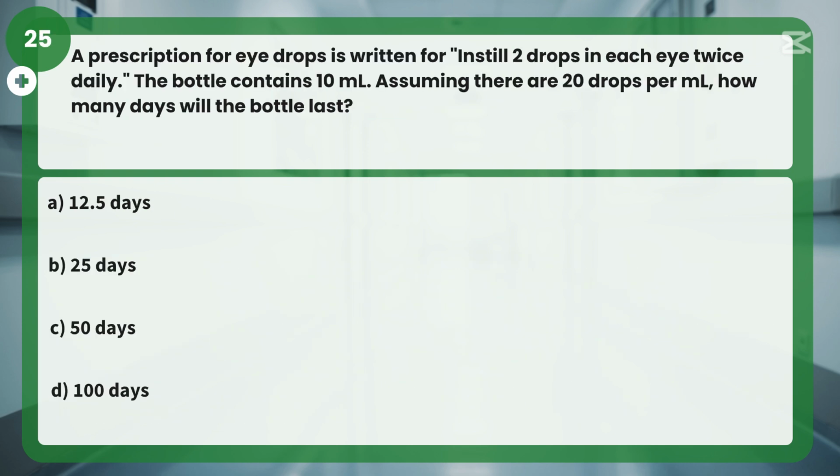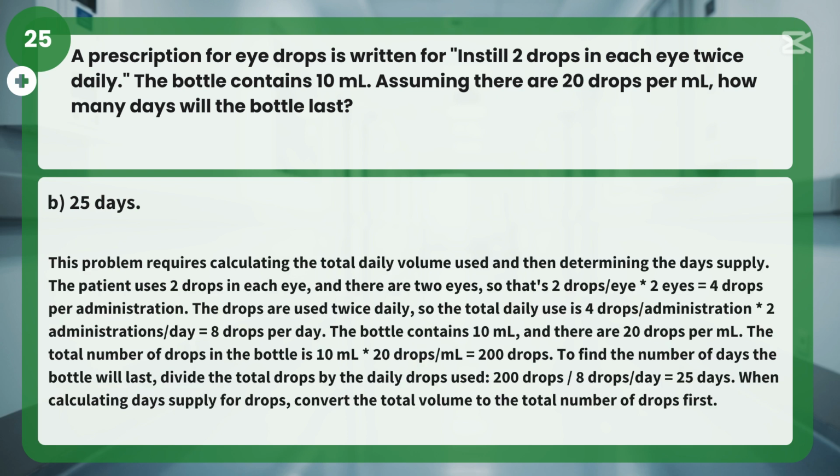Question 25. A prescription for eye drops is written: instill 2 drops in each eye twice daily. The bottle contains 10 milliliters. Assuming there are 20 drops per mL, how many days will the bottle last? A. 12.5 days. B. 25 days. C. 50 days. D. 100 days. Answer: B. 25 days. This problem requires calculating the total daily volume used and then determining the day's supply.